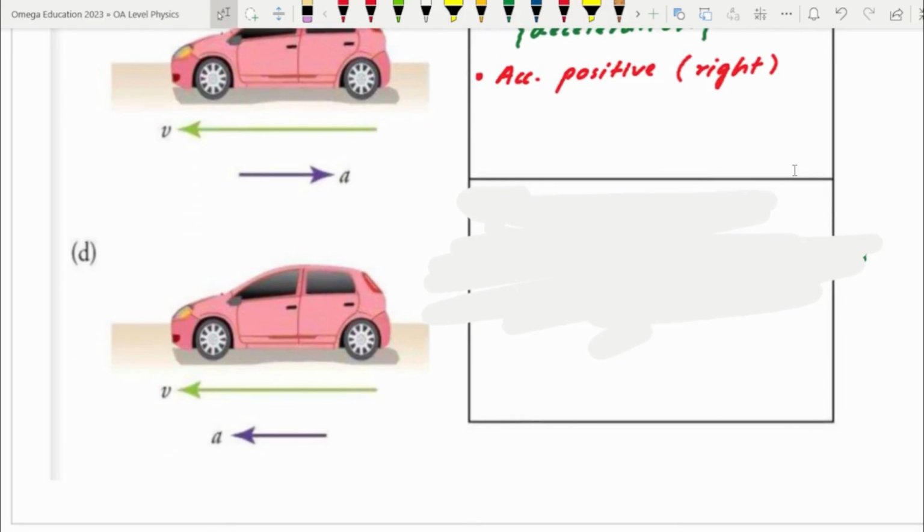So they can test you in different ways. Sometimes they can give you the direction of acceleration and you need to figure out if the object would be speeding up or slowing down. Sometimes they will tell you if the object is speeding up or slowing down, and then they will ask you the direction of the acceleration. So the question can be asked in multiple ways.